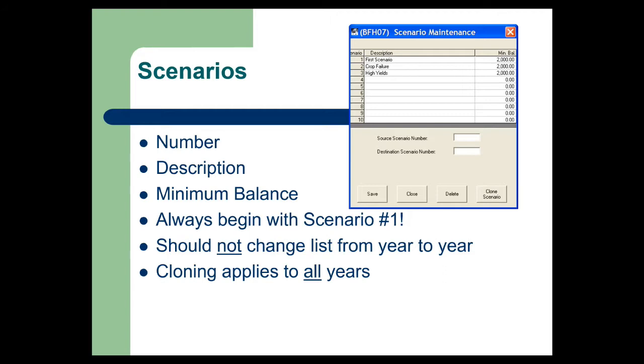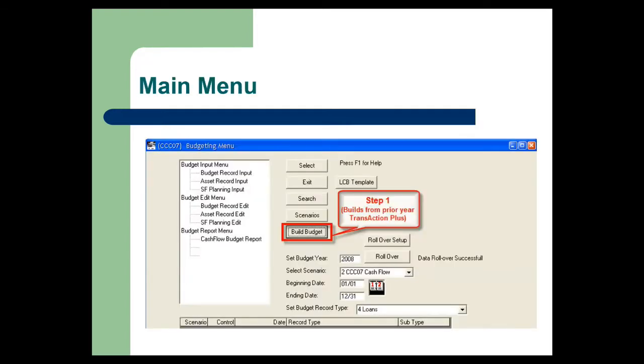This example was a first scenario: crop failure, high yields, just giving you a plan to move ahead. Beginning with scenario 1, you can clone those at any point in time.